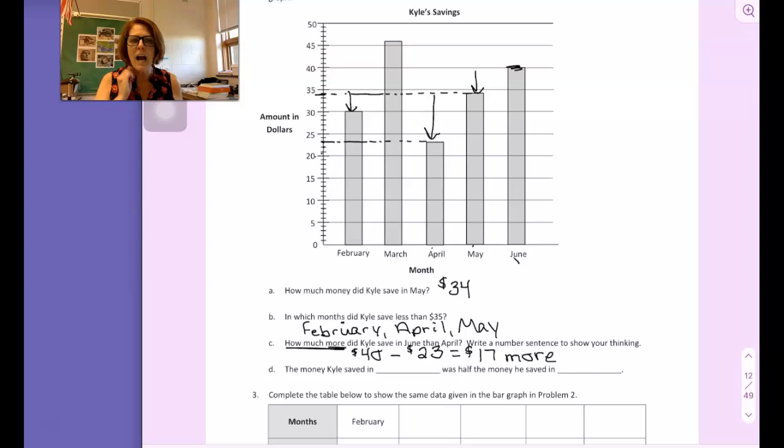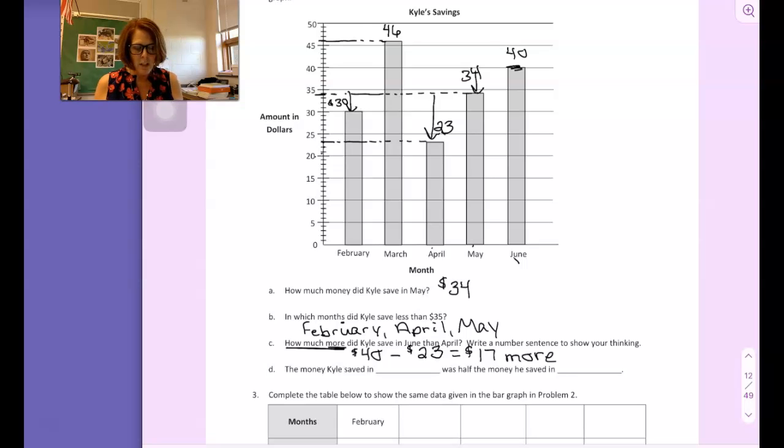Letter D, the money Kyle saved in blank was half the money he saved in blank. What might be helpful here is if we write down how much he saved in each month. So in February, he saved $30. In March, he saved $46. In April, we already know he saved $23. May, he saved $34. And June, he saved $40.